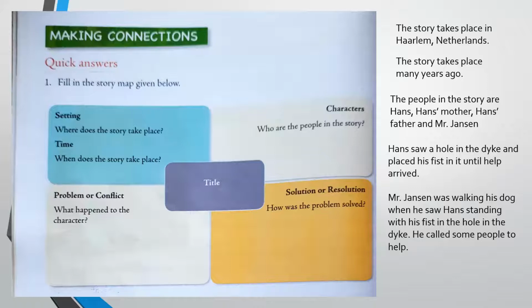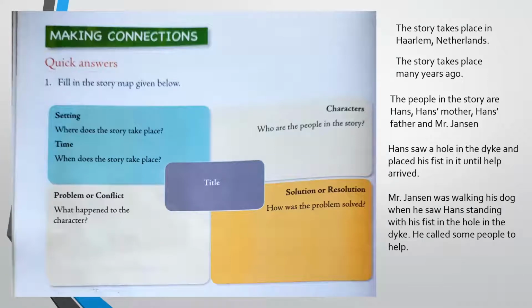Then you need to know how he was discovered, how the problem was solved. So Mr. Jansen happened to be walking his dog, and of course, there was hardly anyone around because it was very cold and windy and raining. But Mr. Jansen had to come out to walk his dog, and that's when he saw Hans standing with his fist in the hole in the dike, and he immediately called a group of people to help. That's how the problem was solved.